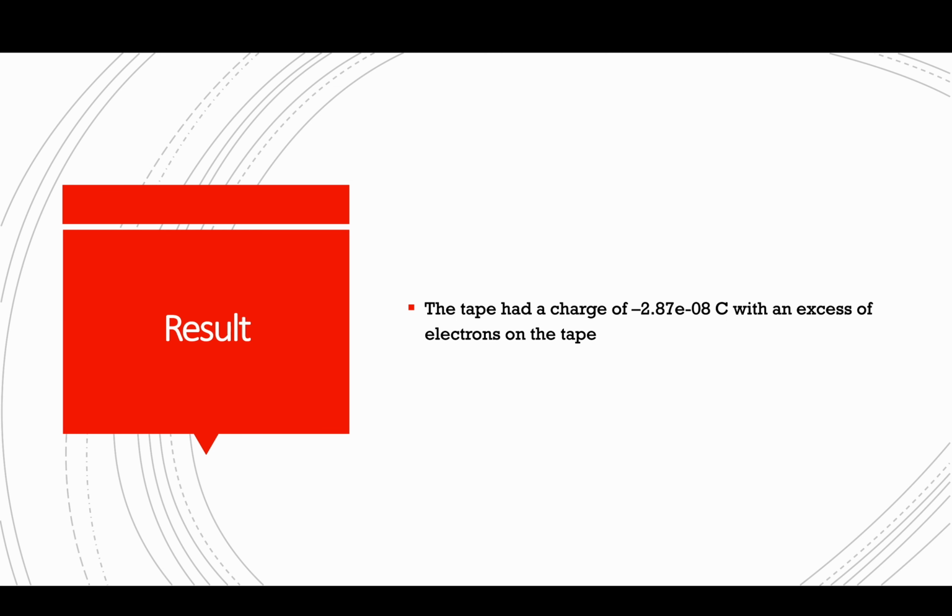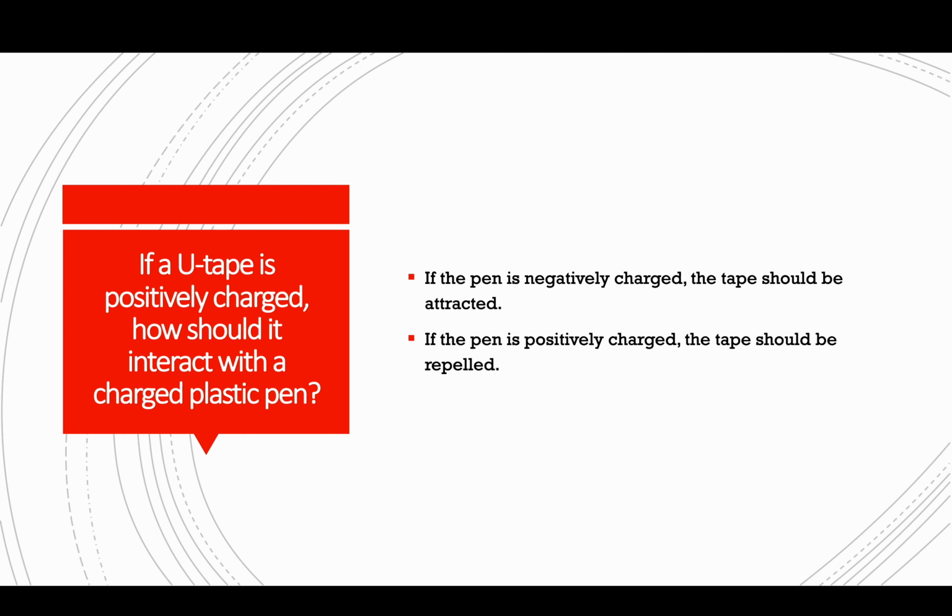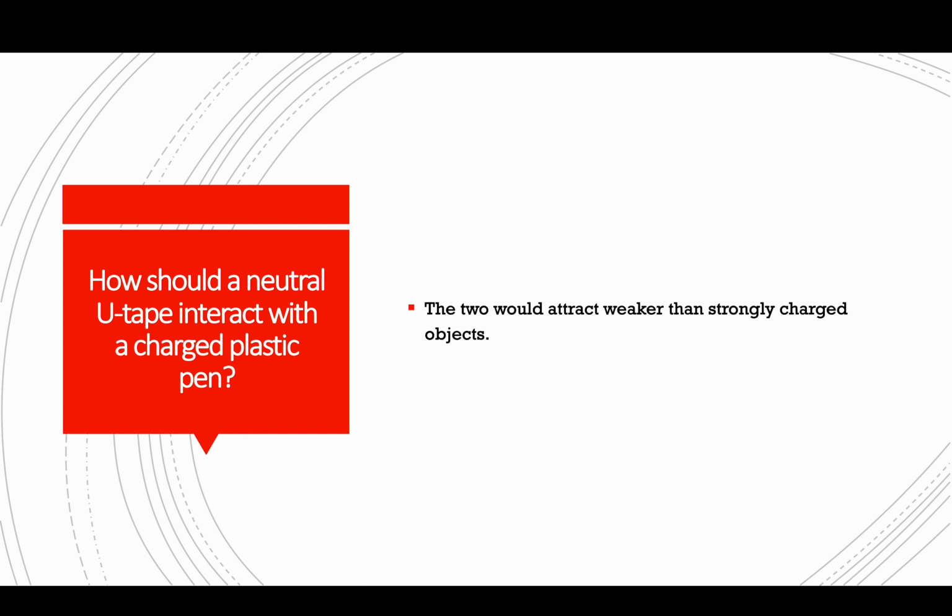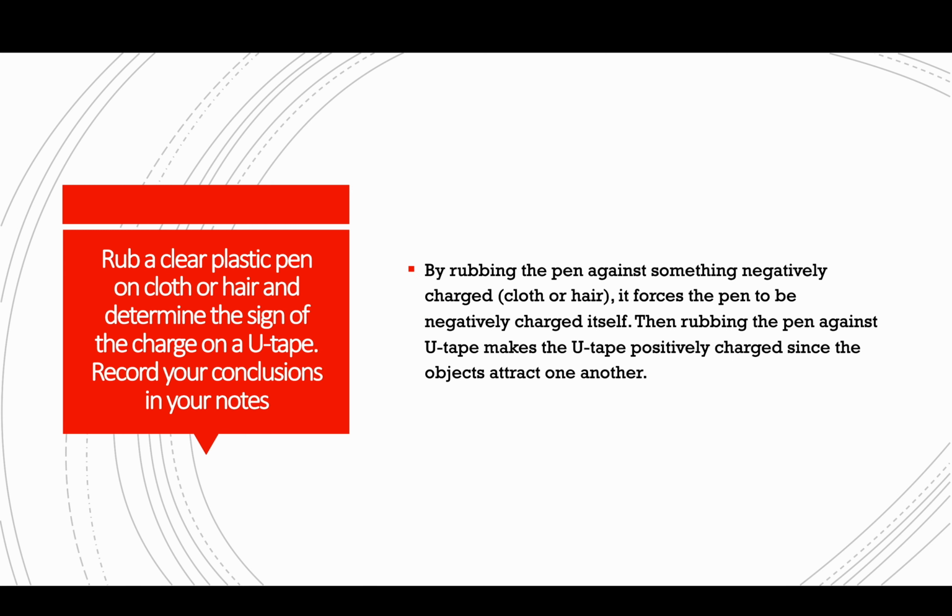Result: the tape had a charge of negative 2.87 times 10 to the negative 8 coulombs, with an excess of electrons on the tape. If the U-tape was positively charged, how should it interact with the plastic pen? If the pen is negatively charged, the tape should be attracted. If the pen is positively charged, the tape should be repelled, and vice versa. How should a neutral U-tape interact with the charged plastic pen? The two would attract more weakly than if they were strongly charged objects.